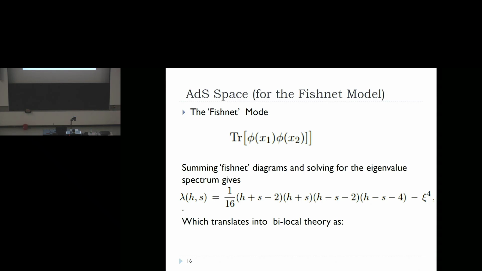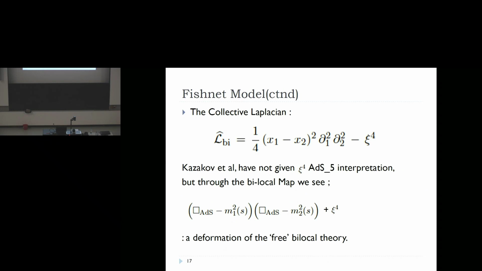But if I translate into this bilocal description, it would be just a deformation of this previous Laplacian. That was the simplest example, the simplest case of duality I can study. And this would be the next simplest case. You just deform it by a mass term, even though you wouldn't call that a mass term. So the Laplacian in AdS would be, again, that product of two Laplacians, just deformed by an extra term. So that is the Fishnet model.